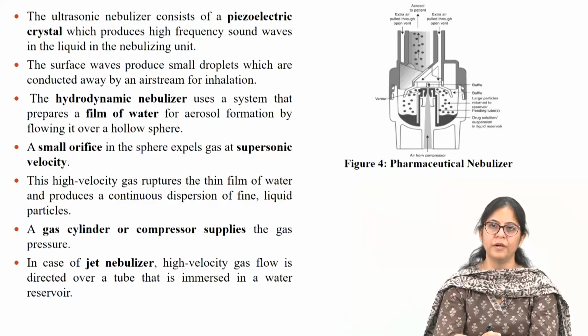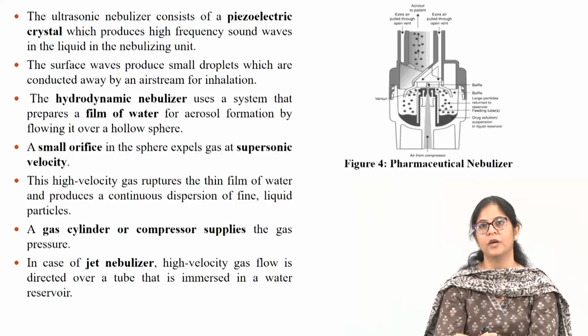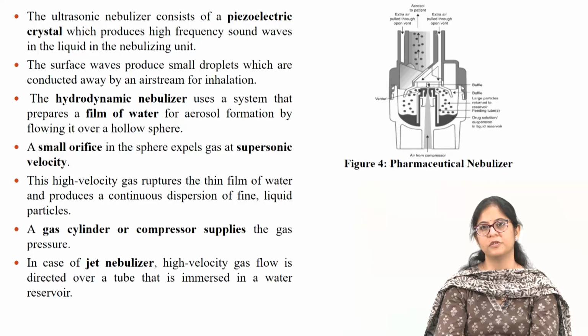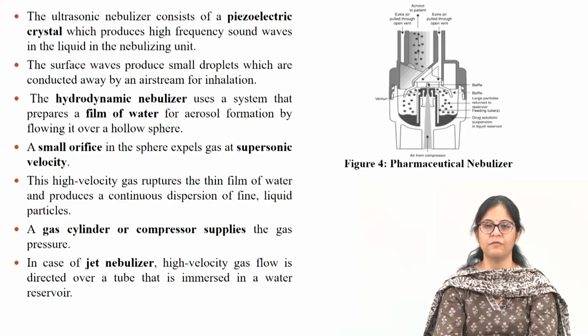The hydrodynamic nebulizer uses a system that prepares a film of water for aerosol formation by flowing it over a hollow sphere. A small orifice in the sphere expels gas at supersonic velocity. The high velocity gas ruptures the thin film of water and produces a continuous dispersion of fine liquid particles. A gas cylinder or compressor supplies the gas pressure.